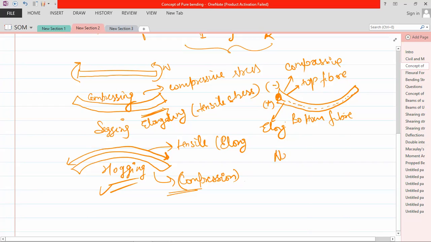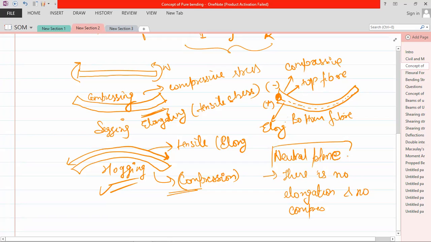Neutral plane is the plane where there is no elongation and no compression, because the bottom portion is elongating and the upper portion is compressing or shortening. So in between, there needs to be a value which is zero, and the plane passing through that zero point is called the neutral plane. So in bending stress, the neutral plane is very important because the neutral plane helps.